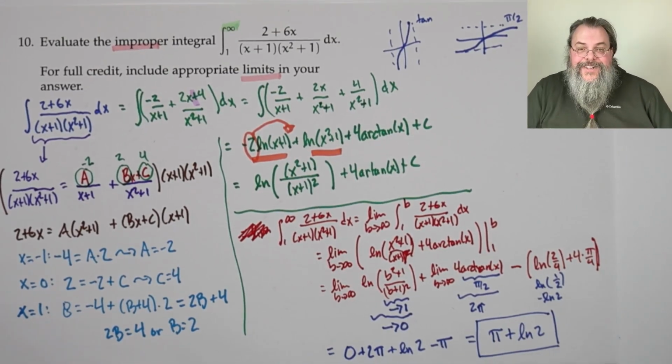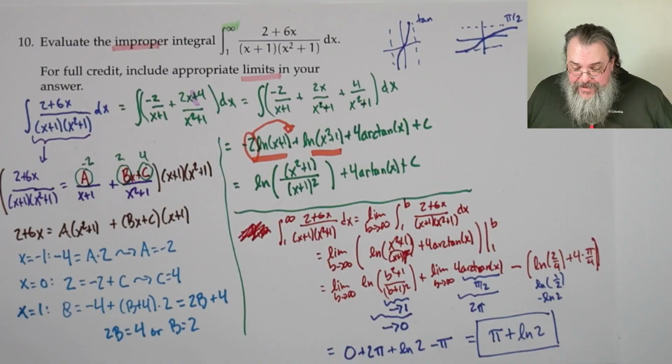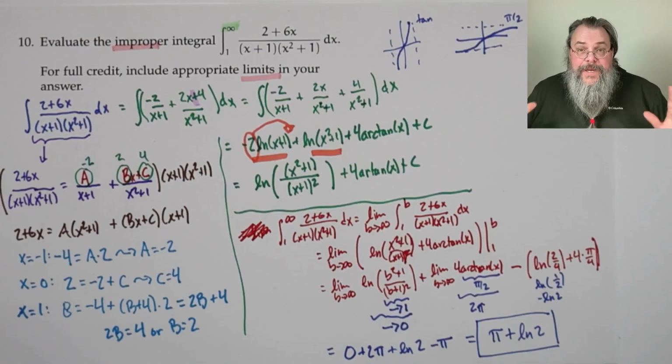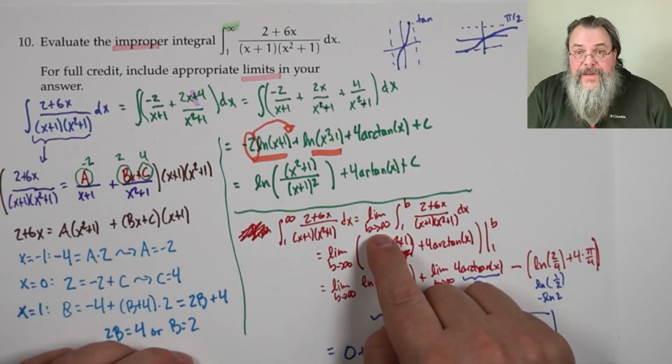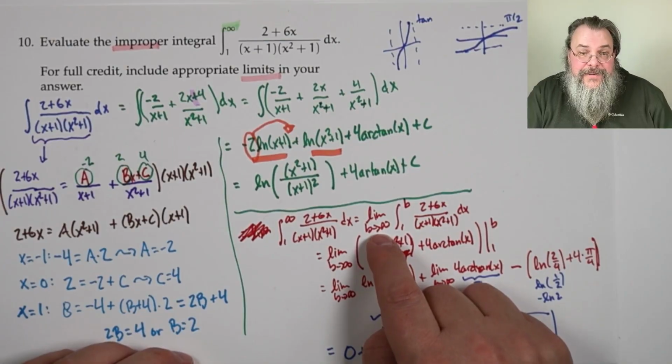Whew! All right, good. We made it. We got to the end. All right, any comments to make on this one? Yeah, let's be clear. When they make a big deal of it being improper, you better put in this limit, because they're going to check for that. That's going to be part of the answer.